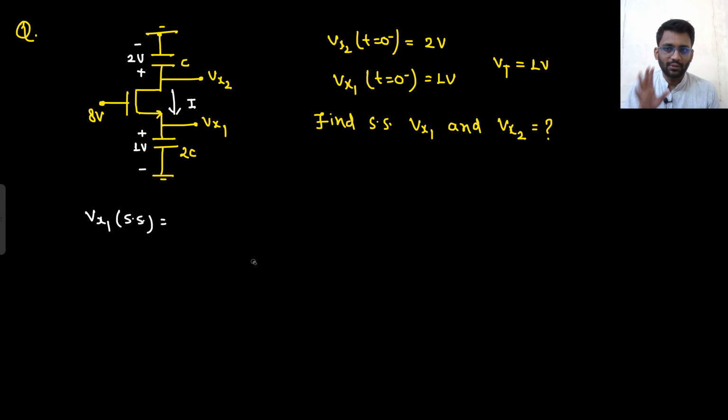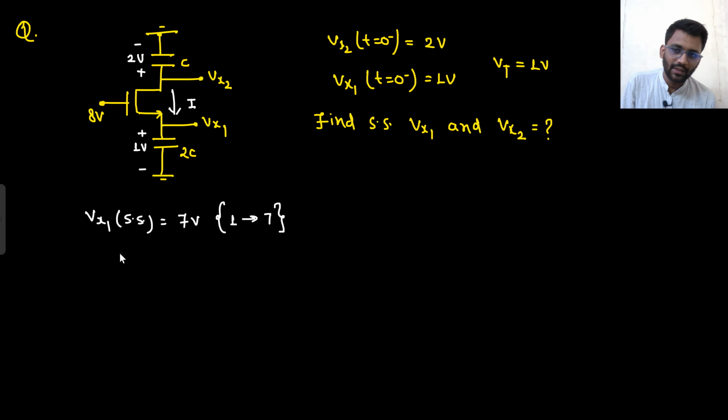So Vx1 steady state will be 7 volt. This is not the final answer. Those who have got the final answer, they have to wait. Just wait, I will solve it and give you the final answer. So Vx1 steady state is 7 volt. How much voltage has it increased? 6 volt, right? The capacitor 2C went from 1 to 7 volt.